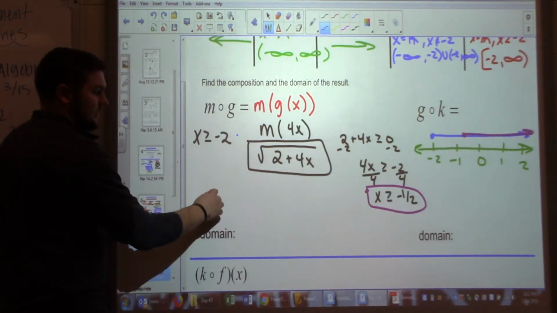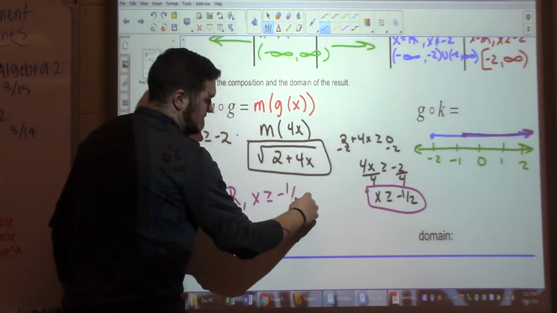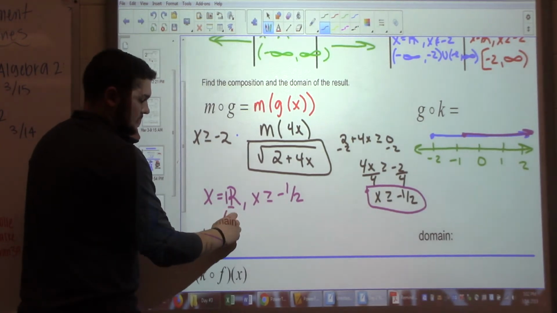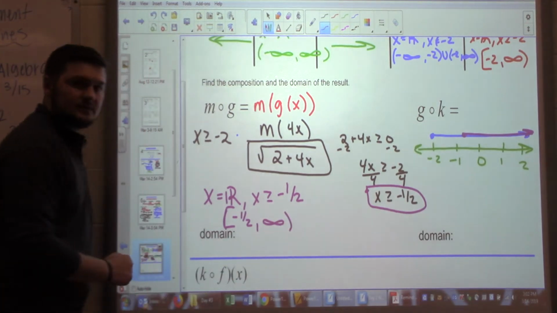So I write my domain. x is in the real number set. x is greater than or equal to -1/2. I get bracket -1/2 to infinity.